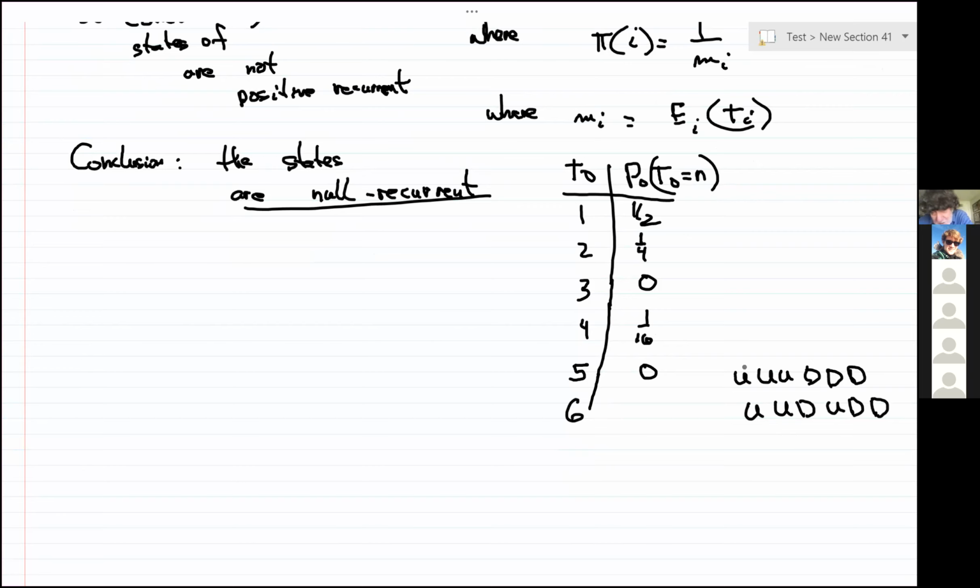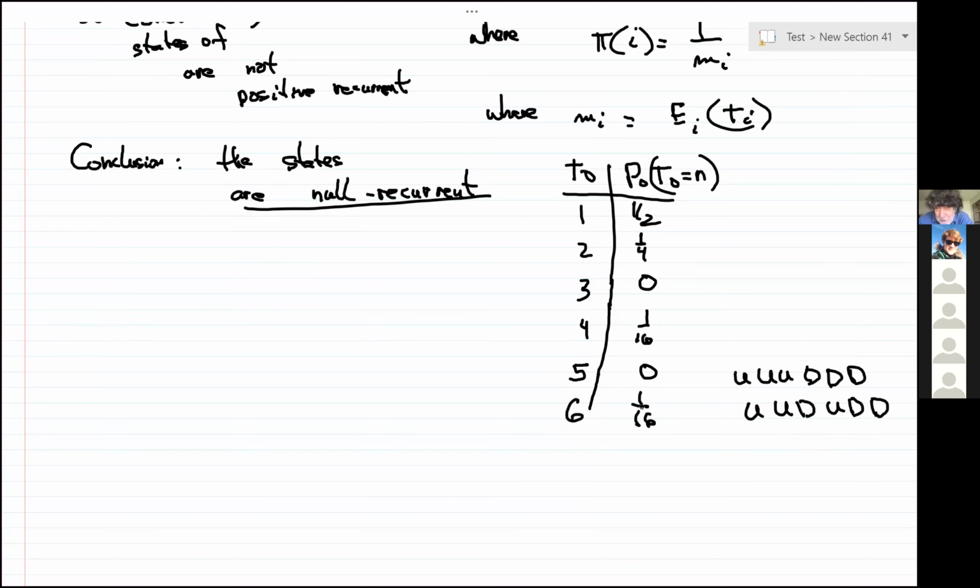Are there any other ways? I don't think so. What's the probability of each of these? 1/2 to the 6th, so that's what? 1/32nd, and there's 2 of them, so 1/16th again.